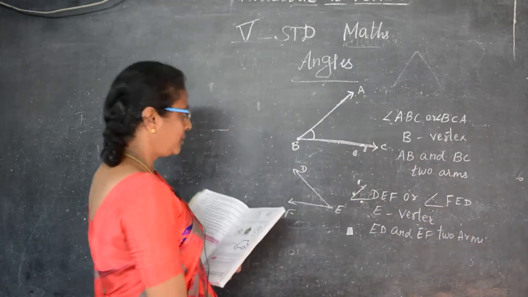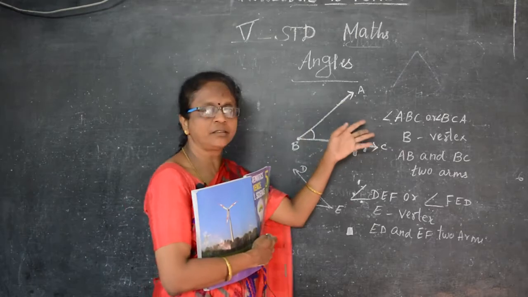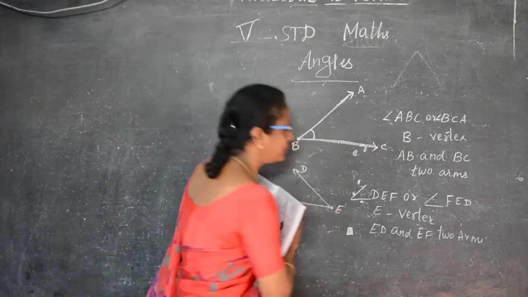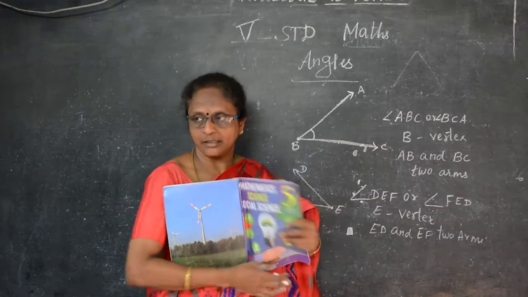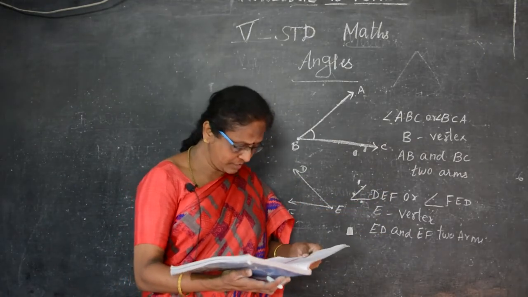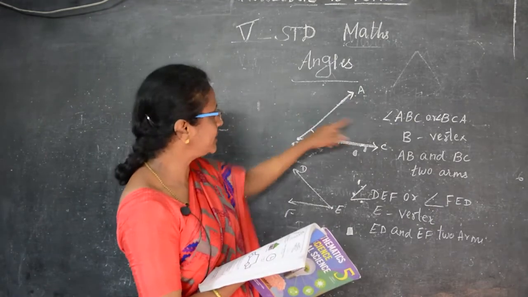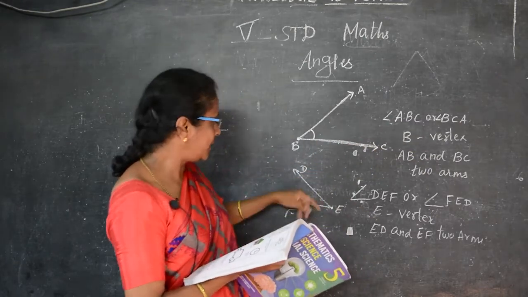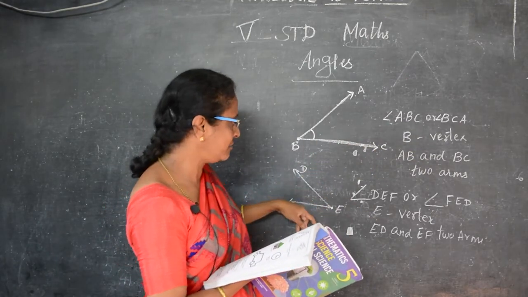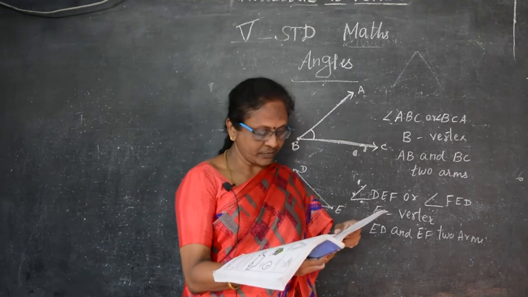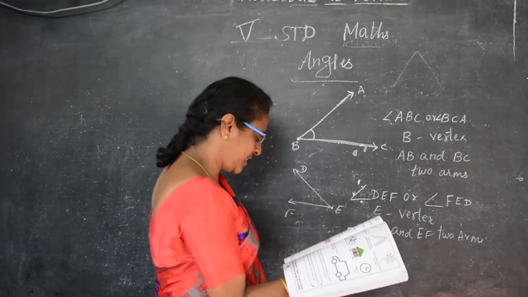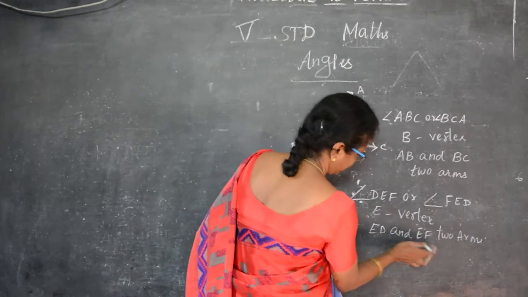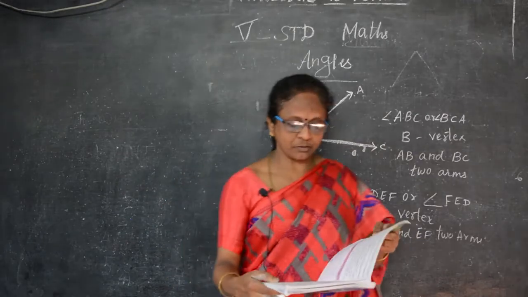Okay, children. Now, whatever the picture is, in every picture this point is known as the vertex. So the center letter is the one that makes the angle. So AB, BC, ABC is an angle. And then here D, E, F or FED is the name of the angle. And the vertex is E, and EF and ED are the two arms. Okay.